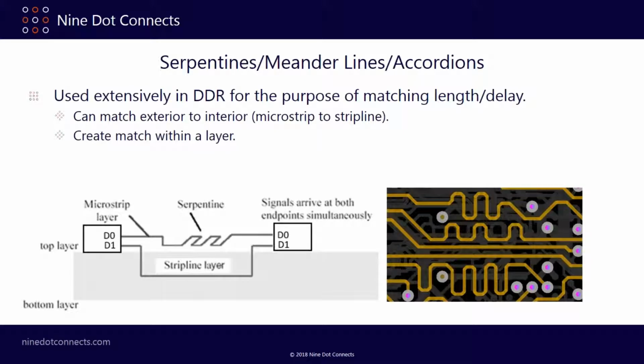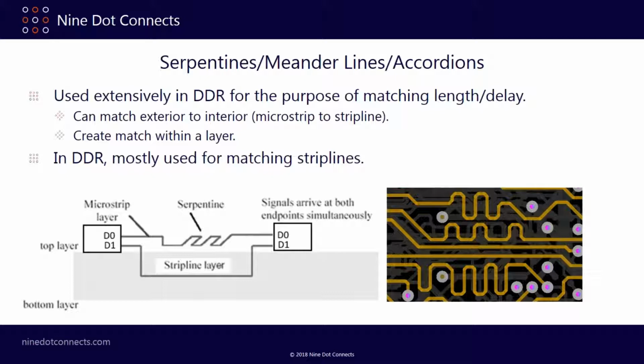You can also use these serpentine type devices to create matches within layers. If you're familiar with Altium, you'll notice this is an interior color that's used quite often. So if this is a data group, you can match within the data group to make sure that all the skews are the same.